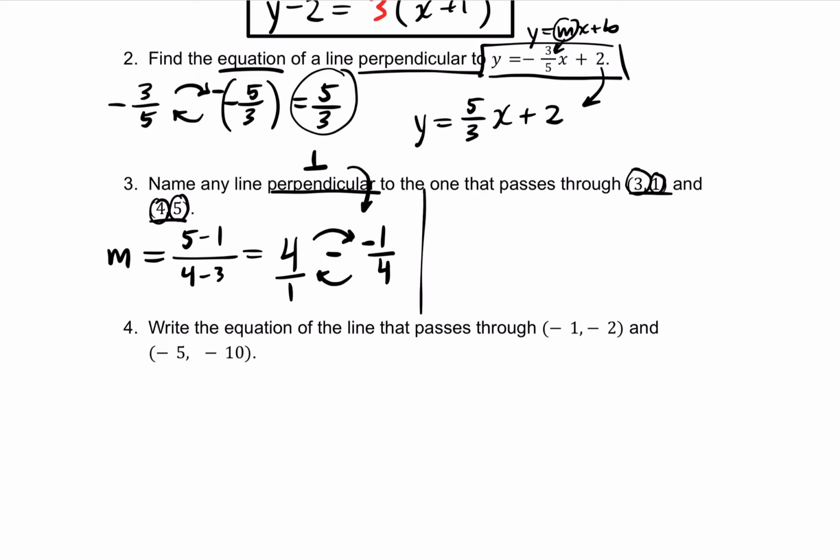Now this is our new line. Now we just want to name a line. So we're just going to make an equation, y equals negative 1/4 x. All right. And now it just wants us to name a line that's perpendicular to the one that passes through these points. So our line doesn't necessarily need to pass through these points. It could, but it doesn't matter. If you wanted to do it that way, you could use point slope form here, pick one of those points and make the equation that way.